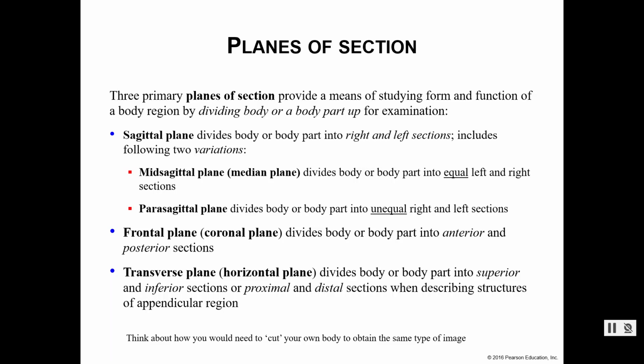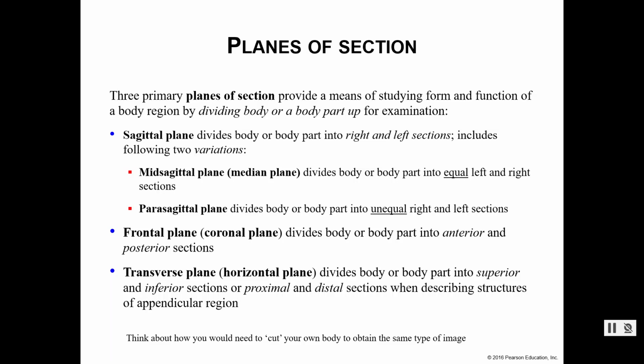Now, if we cut you sagittally, but we do not get equal lefts and rights, this is called a parasagittal plane. We could cut you instead into a frontal plane. Sometimes it's termed a coronal plane. When we cut you this way, you end up with an anterior and a posterior section, or a front and back section.